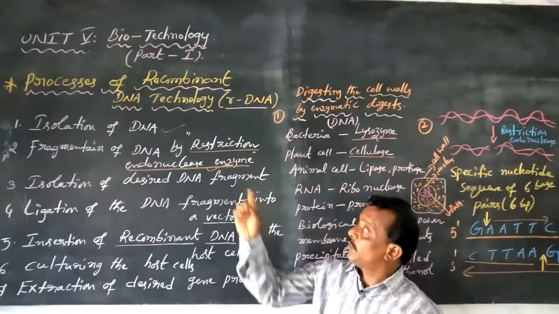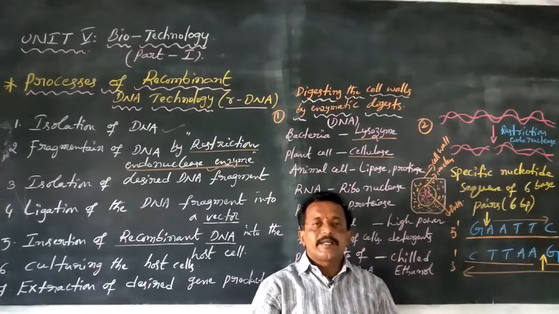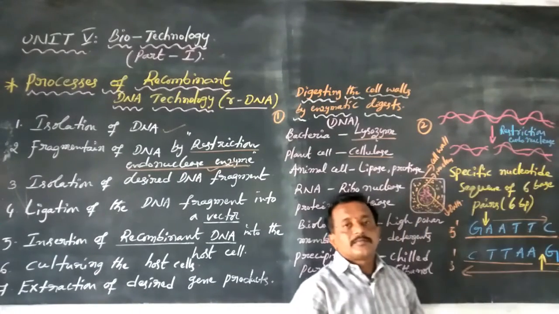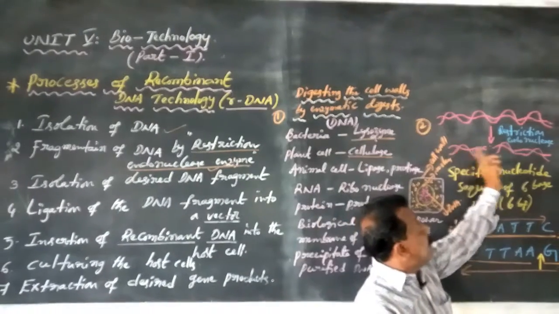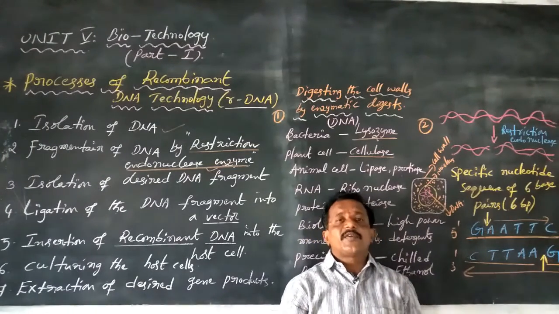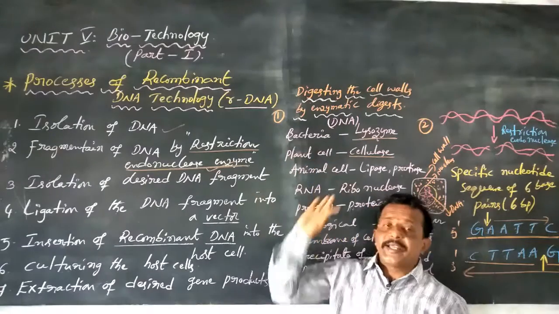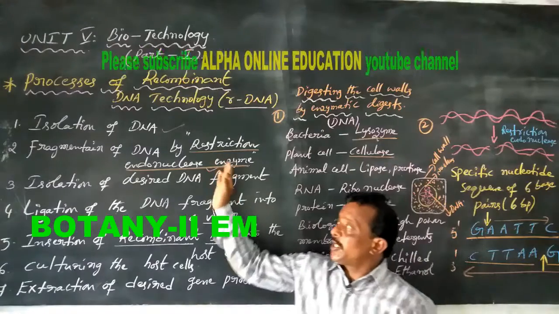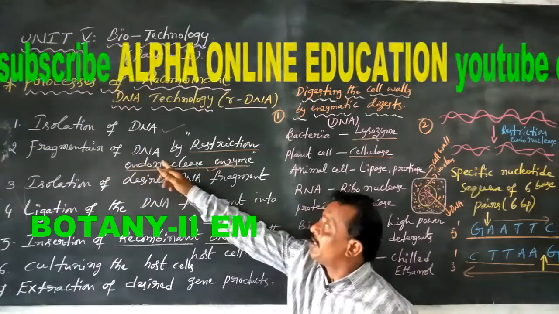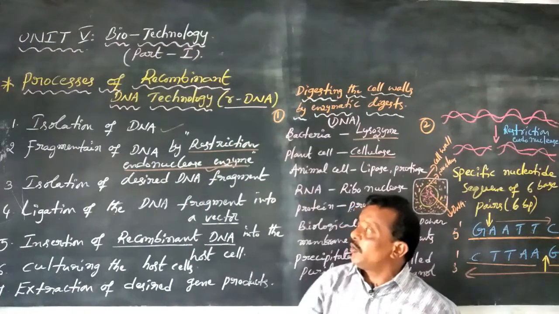This is the importance of the restriction endonuclease enzyme. This enzyme cuts one large DNA molecule and produces smaller DNA fragments. So these are the two steps: the first step is isolation of DNA, and the second step is fragmentation of DNA by restriction endonuclease enzyme. This is the importance of restriction endonuclease enzyme.